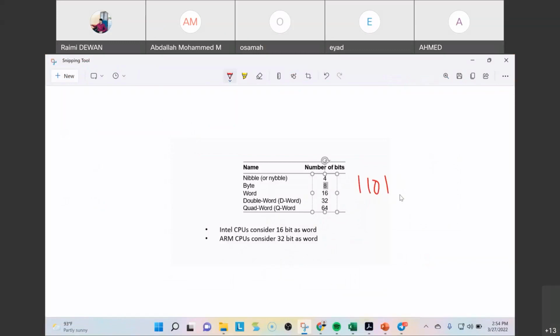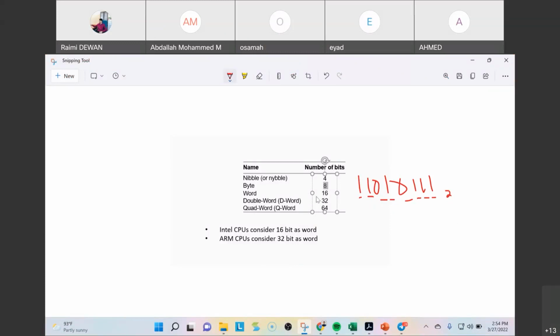For example, 1101 0111, so we have 1 2 3 4 5 6 7 8 bits. Like this. And of course, a word is double that, which is 16, a double word, D word, is 32, and a quad word is 64.